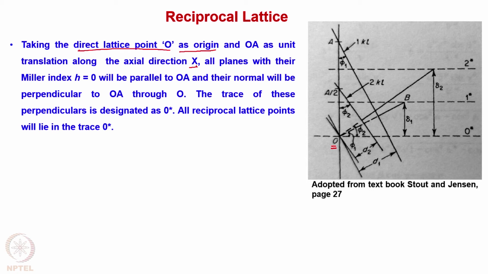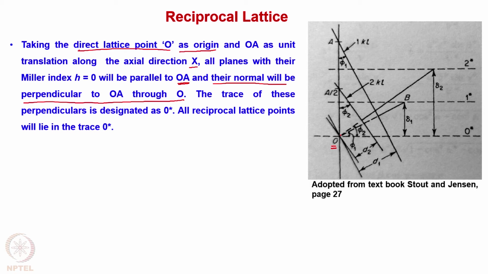That means if you have one axis pointing from me towards you, any plane which is parallel to this axis, be it here or like this or like that, in any direction, any direct lattice plane parallel to this axis will have its H index 0, because these planes do not meet the axis x. So if we have such planes parallel to the x axis, and we draw a perpendicular from O, their normal will be perpendicular to OA through O, which is along the x-axis.